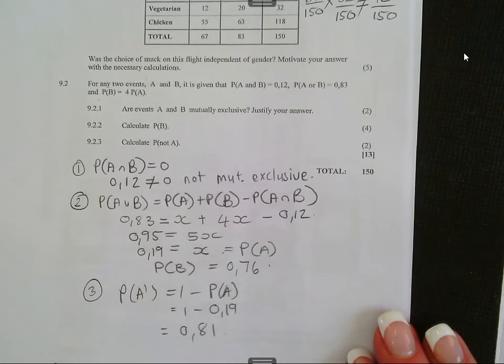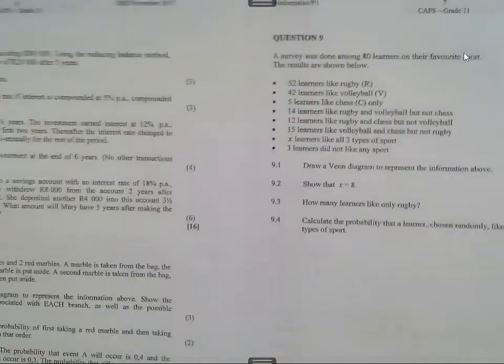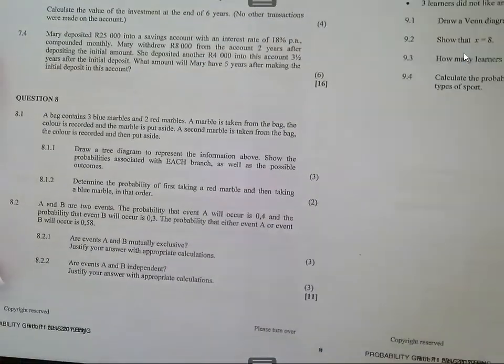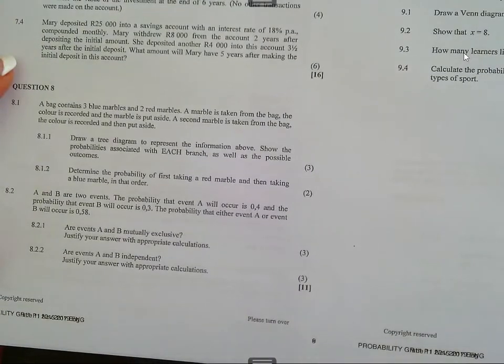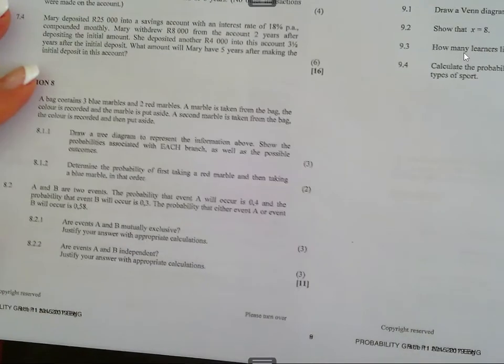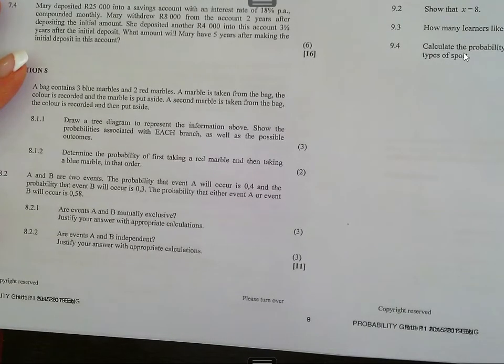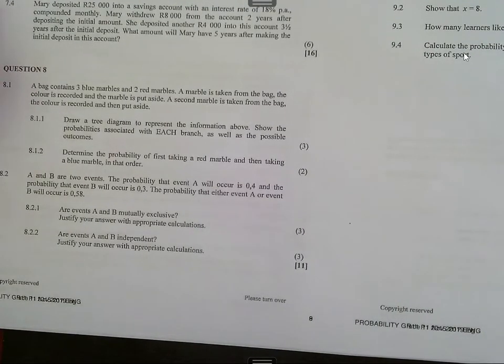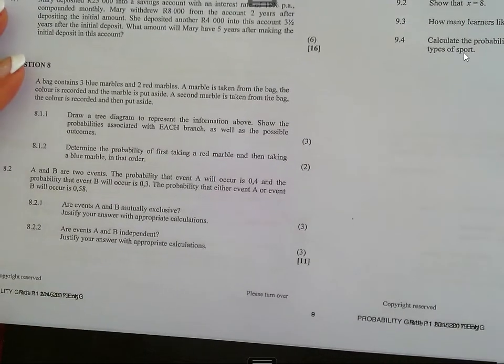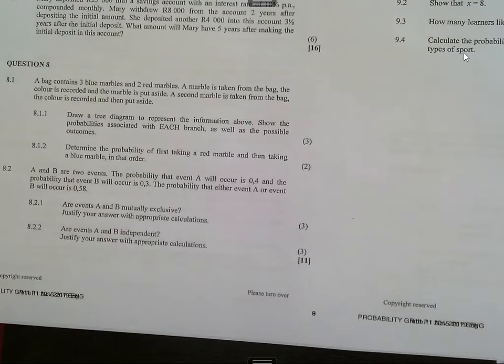Do you understand? Okay, so now I want you to page to 2017. Take a look at 8.2. They say A and B are two events. The probability that event A will occur is 0.4. Probability that B will occur is 0.3. The probability that either event A or B, you know what or means, will occur is 0.58. Are events A and B mutually exclusive? Okay. Quickly do 8.2.1 and 8.2.2 for me.